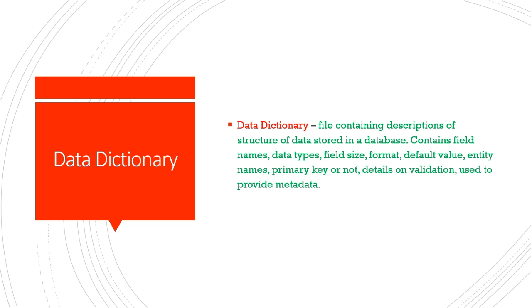Finally, we're going to talk to you about a data dictionary, which is a file containing descriptions of data structure and how the data is stored in the database. It will contain the field names, the data types, the file size, the format, the default value, the entity names, the primary key, and the details and validation, and this is used to provide metadata.